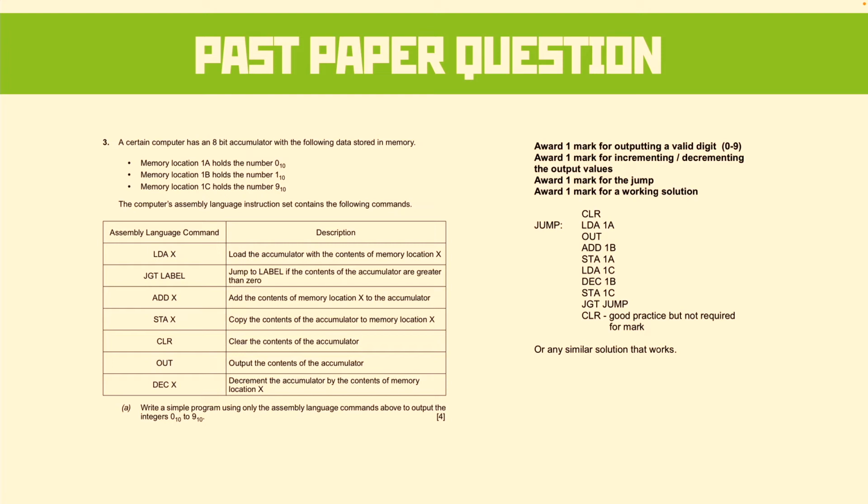Now, JGT jump, that jumps to the label if the contents of the accumulator are greater than 0. So as long as we are still counting down from 9, we're going to jump back up and keep doing that until we get to the bottom and then end it.